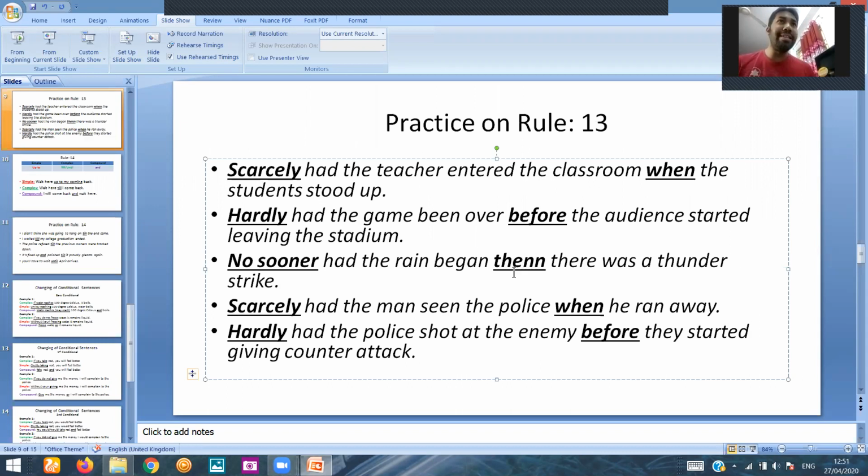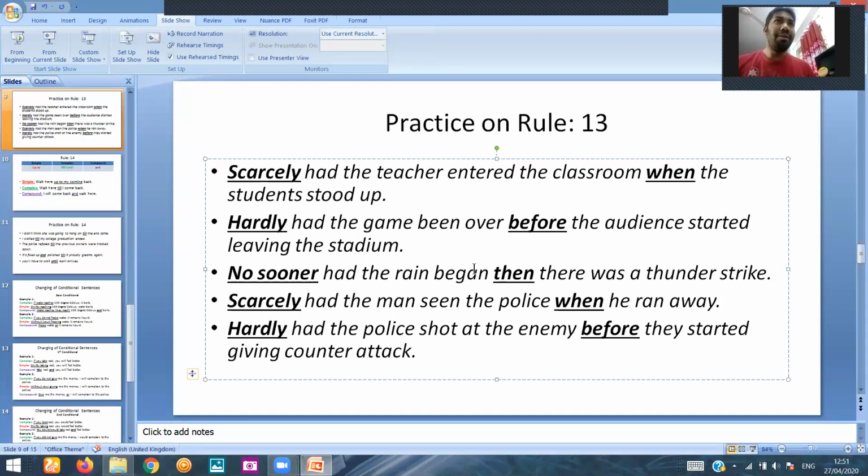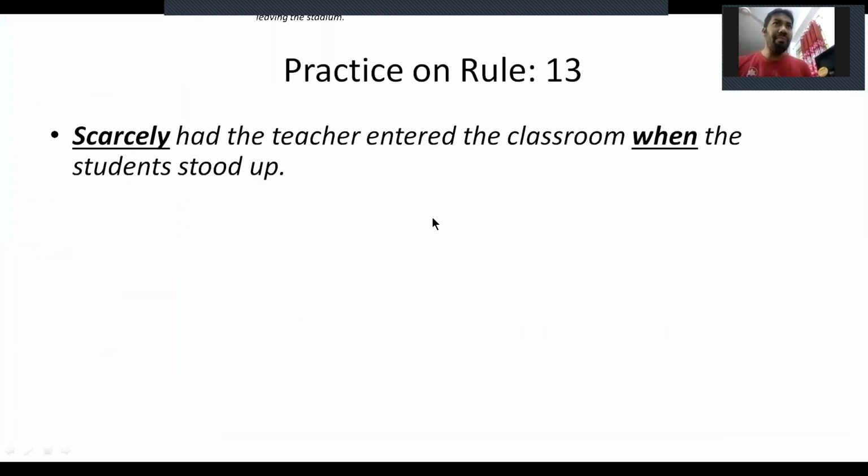So make this sentence complex and make this sentence simple and compound. So please change these sentences as I am showing you. Yeah.